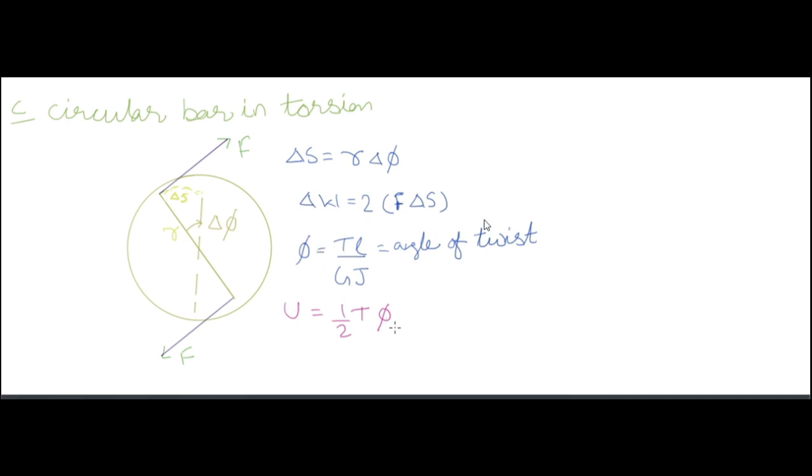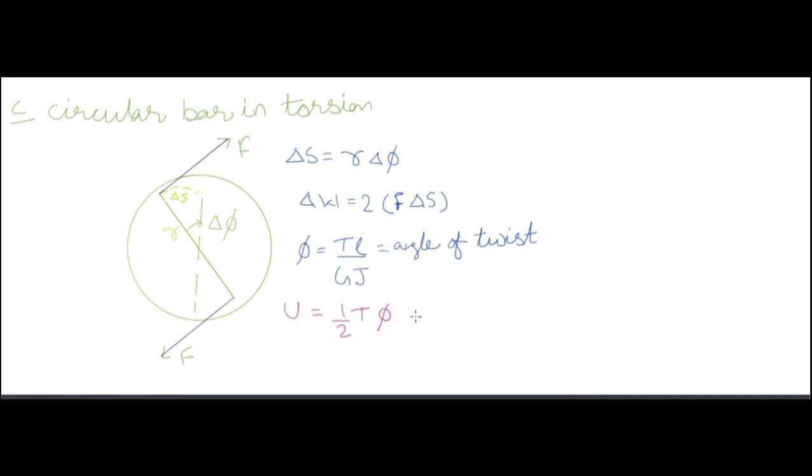So phi is equal to T into L by G into J, where G is the modulus of rigidity, J is the polar moment of inertia, T is torsion, and L is length. So U, the total strain energy, is equal to half into torsion into phi. Phi is the angle of twist.